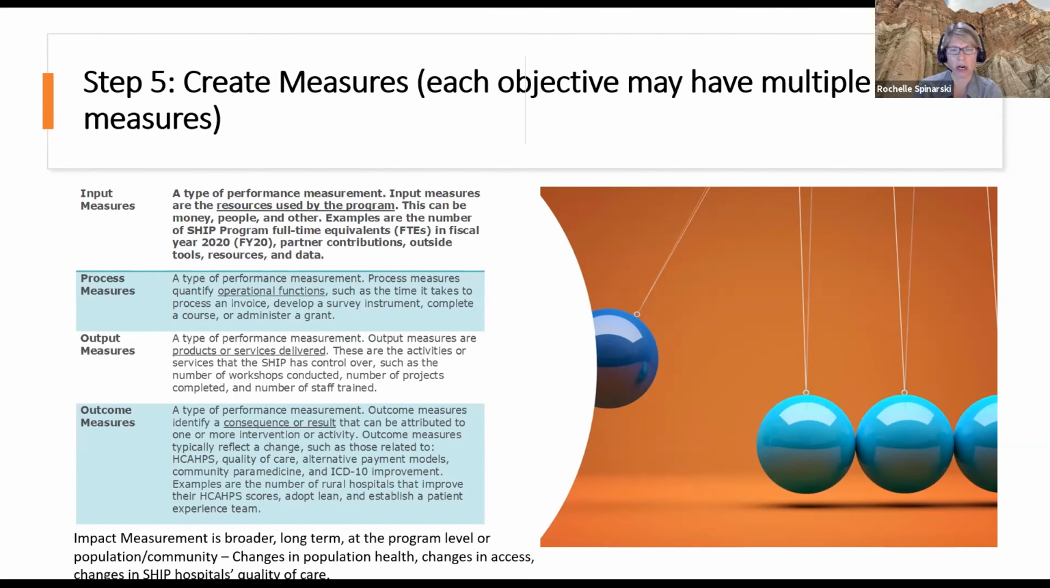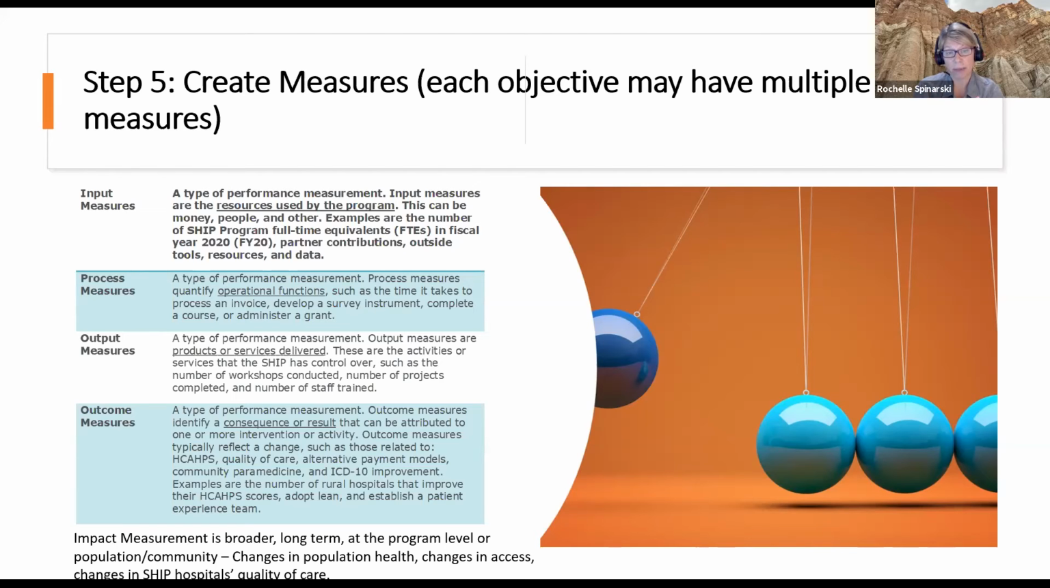Output measures are more about the products and services that we are delivering. So the workshops that are conducted, how many workshops, how many projects are done, how many staff are being trained, how many webinars are occurring. All of those kind of bean counting measures are considered to be outputs.